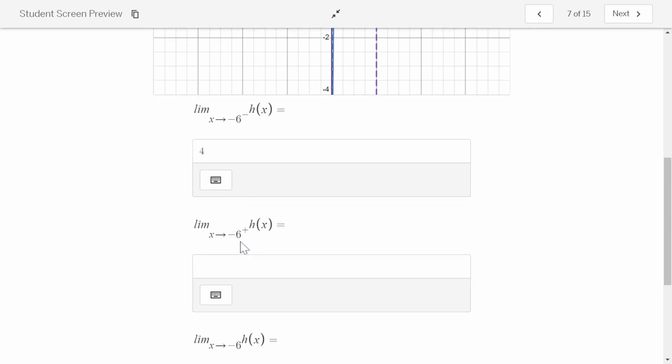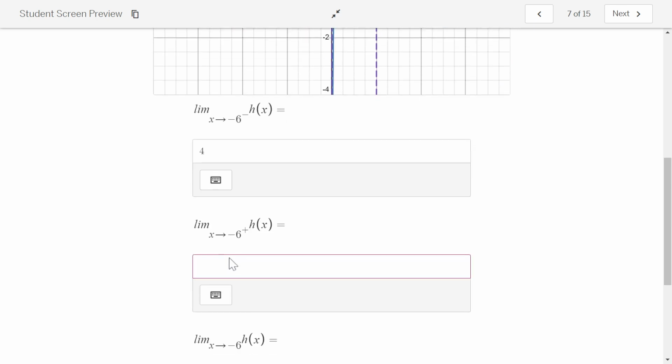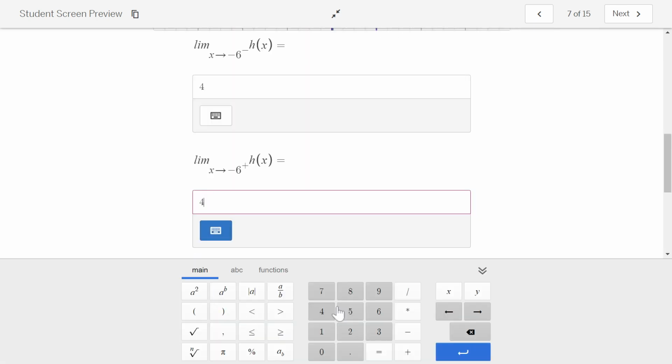All right. Now we're approaching from the right side of -6. So I want to approach -6 from the right, and I can see that it gets closer and closer to 4 as well, right? My output's getting closer to 4 as my input's getting closer to -6, right? So I'm going to type in a 4 here as well.